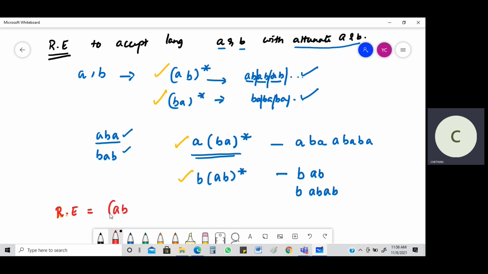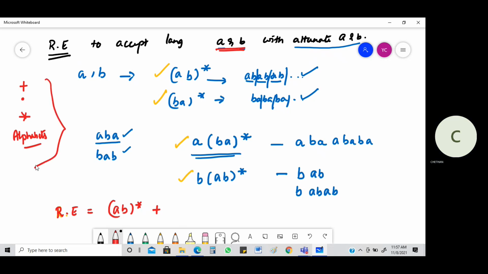First I'll write AB star plus, see, I told you very clearly, a regular expression will always have the symbols plus, concatenation, okay, star, and then what? That's all. And of course you will be having the alphabets, which is nothing but a set of input characters. Here in this case it is nothing but A and B, or it can be 0 and 1. Okay, like this. So it will keep on going like this, right? So you will be having AB star plus BA star.